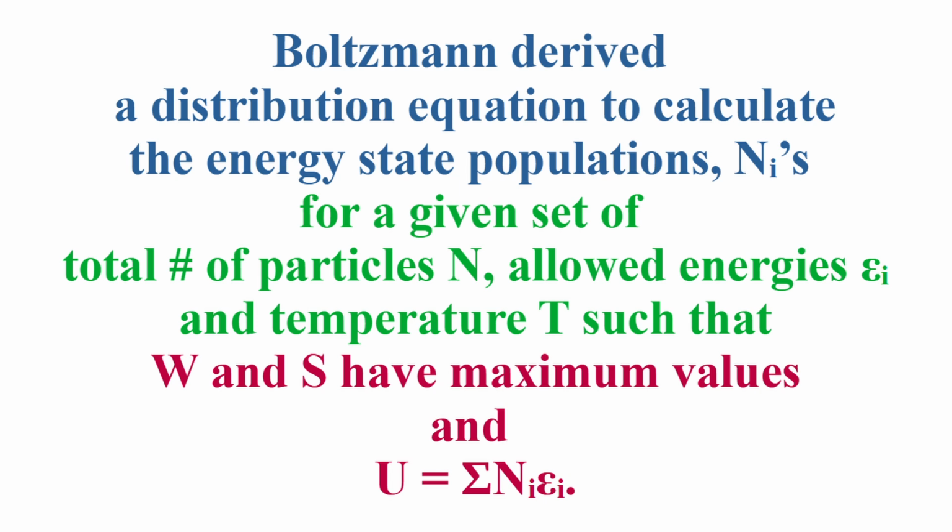Realizing the above, Boltzmann derived an equation to calculate the Ni's, namely the number of particles at each allowed energy state for a given set of total number of particles n, allowed energies epsilon i per particle, and Kelvin temperature T. While deriving this equation, he imposed two essential constraints on the Ni values.